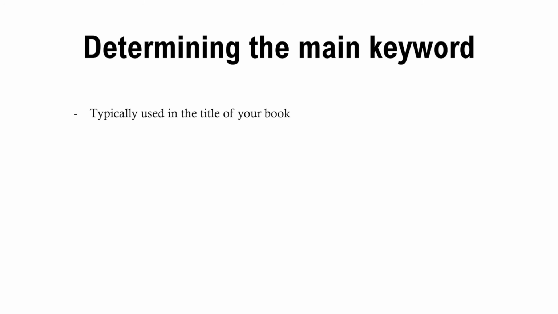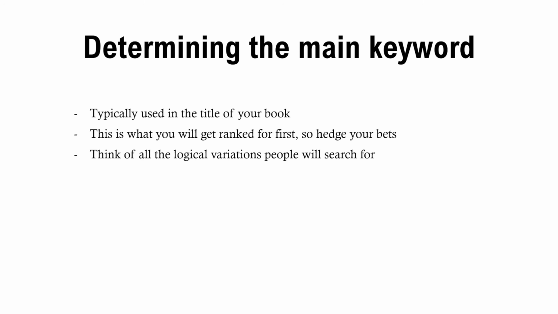So typically, we're going to be using the main keyword for our book in the title of our book, because that's where it holds the most power, that's where it's most potent. So this is what you're going to typically get ranked for first, this main keyword that you use in your title for your book. So you want to hedge your bets here and select what you think is going to be the most powerful keyword to rank for first after you start seeing sales. So I'm going to go through how I determine that now.